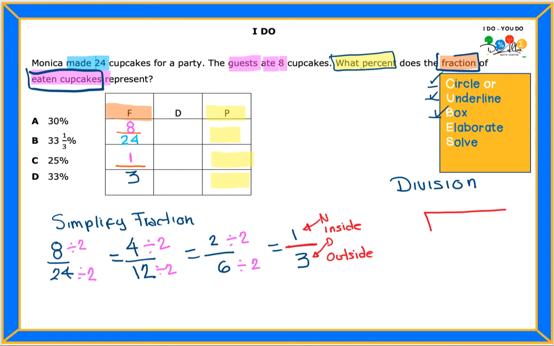What it means is that 1 could be inside the division symbol and that 3 could be outside the division symbol. Great, now we're gonna divide and I'm gonna see if I can multiply 3 times anything to get a 1. And that's not gonna happen, so we cannot use this place value. I'm gonna add a decimal point, and because we added a decimal point, we can add a 0.